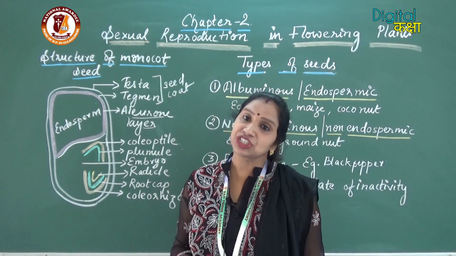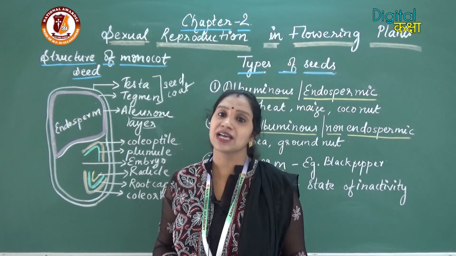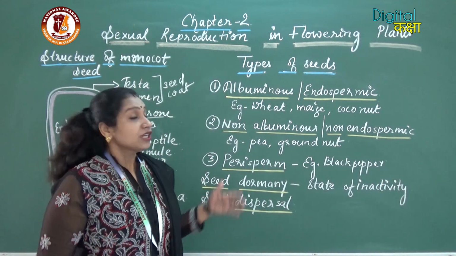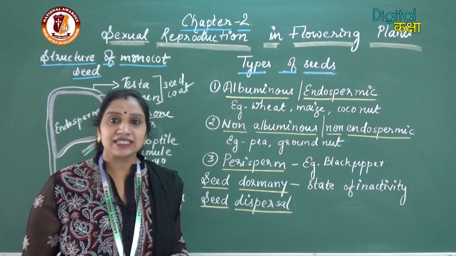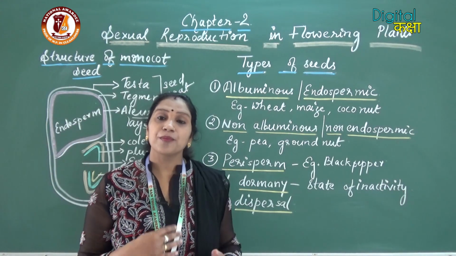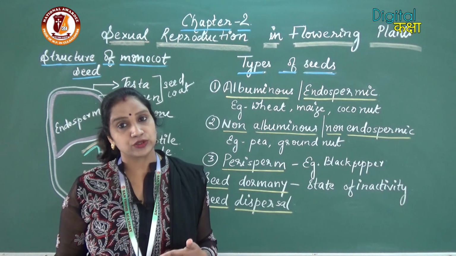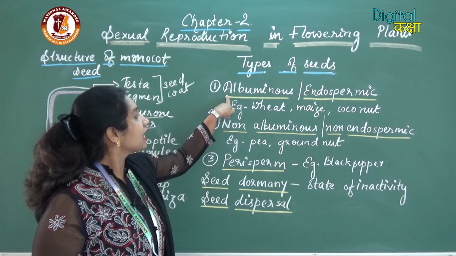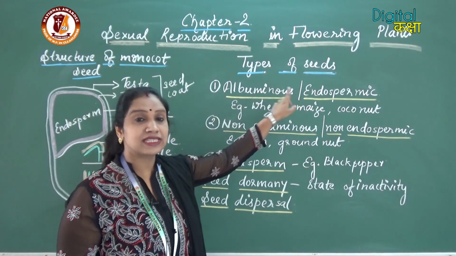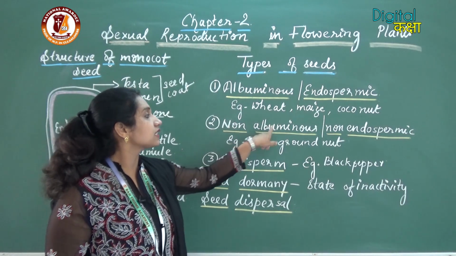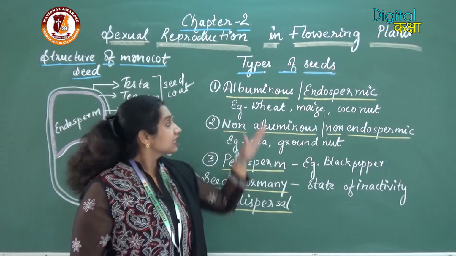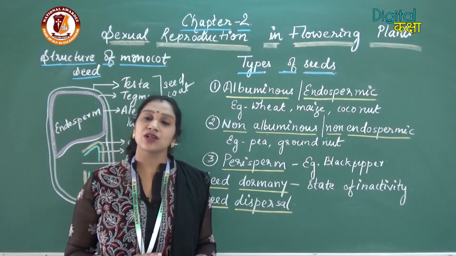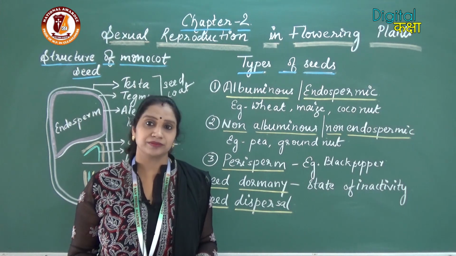I hope you can differentiate between a dicot seed and a monocot seed. Now we will move further. We have to study the types of seeds. On the basis of presence or absence of endosperm, the seeds are classified into two types. Number 1, albuminous seeds or endospermic seeds. Number 2, non-albuminous seeds or non-endospermic seeds. These two types of seeds are on the basis of presence or absence of endosperm.